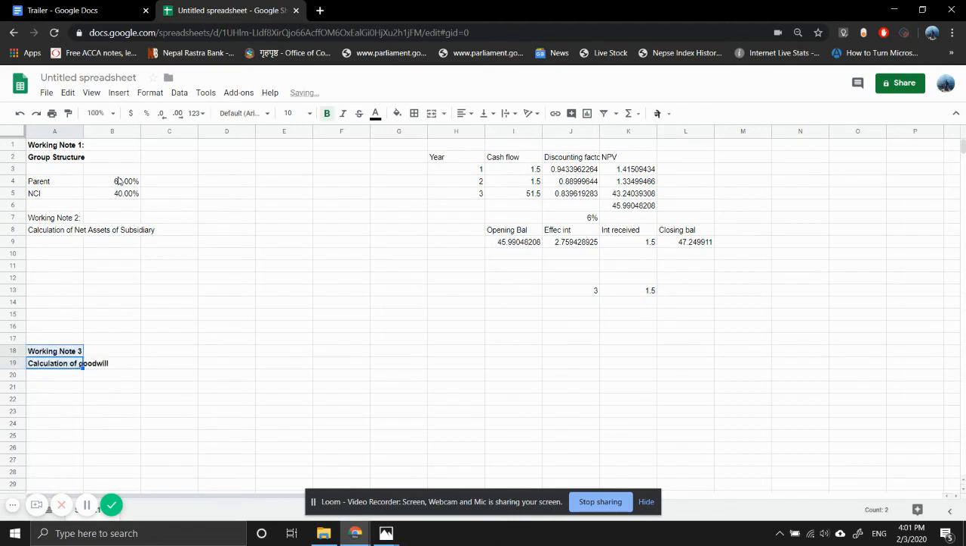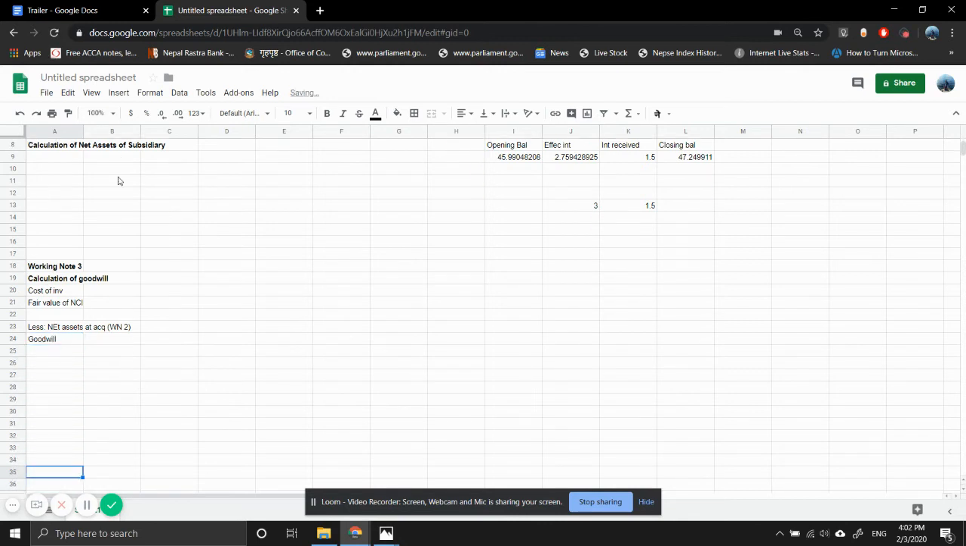Calculation of goodwill, bolded as well. Cost of investment, fair value of investment, NCI, less net assets at acquisition, ACQ, which is from working note 2, right? And then after that, goodwill.